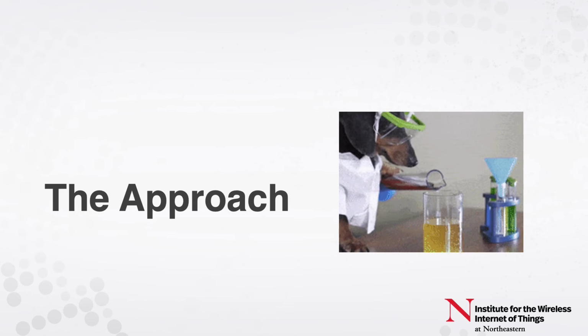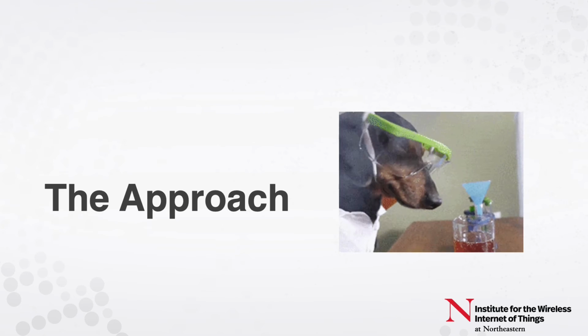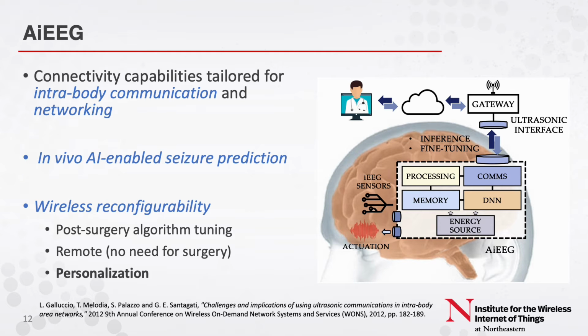And to address these challenges, we can now go over our approach for developing AiEEG. So as we've said before, AiEEG is meant to be an implantable medical device, specifically one that is interfaced with the intracranial EEG. What the intracranial EEG does is the sensors feed data to the DNN on AiEEG. The DNN then predicts seizures and communicates these predictions through a TX chain, which uses ultrasonic communication to communicate with a gateway outside the human body.